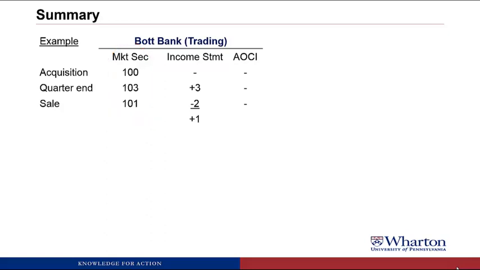On the income statement, in the first quarter, we showed a gain of 3, the difference between the quarter end value and what we bought it for. And then the next quarter, we showed a loss of -2, the difference between 103 and 101. Overall, the total gain shown on the income statement across the two periods was +1, which equals the realized gain, the difference between what we bought it for, 100, and what we sold it for, 101.